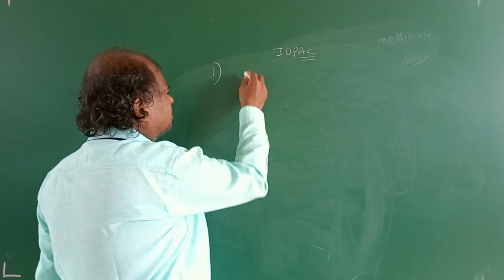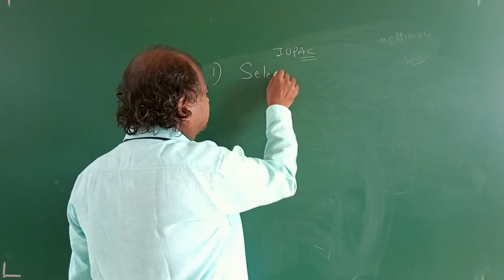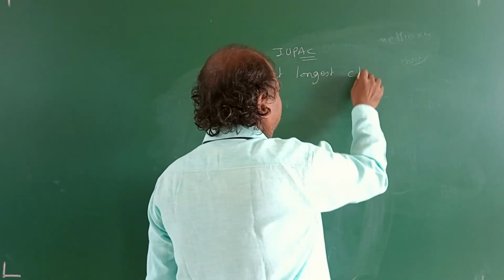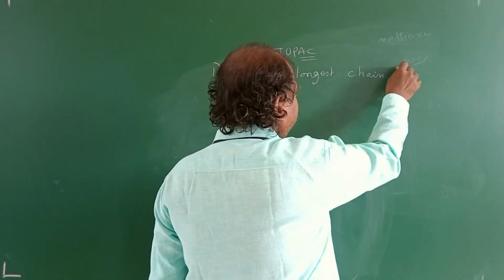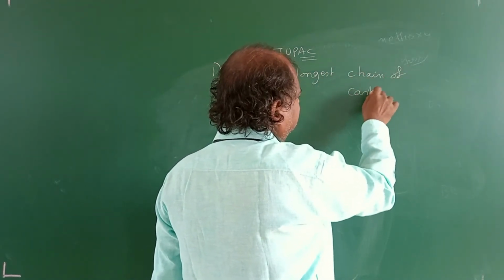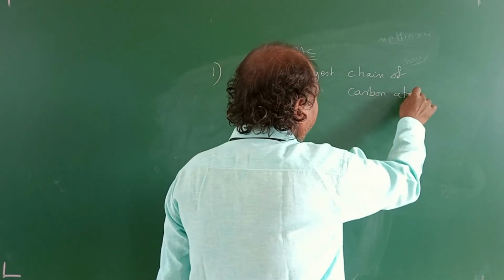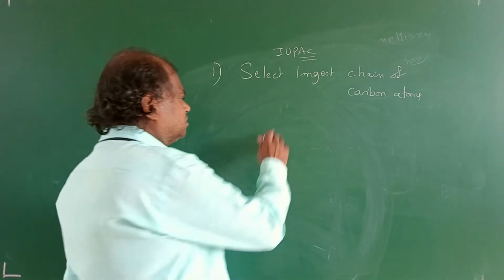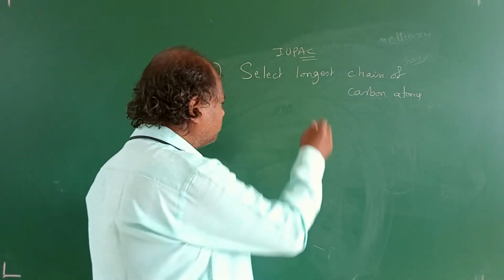The first rule is, select the longest chain of carbon atoms. You might have done this in your NCERT class, this is a quick revision: select the longest chain of carbon atoms. So take the longest chain. I'll give you some examples now. Students, be very careful. Sometimes they'll cheat you. Cheat you means what I'll tell you.